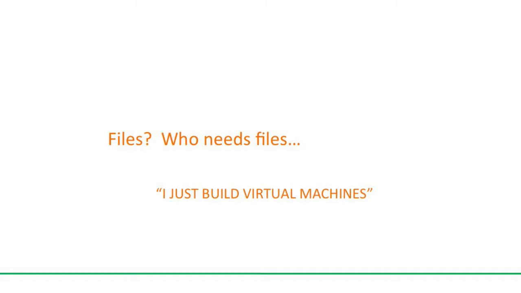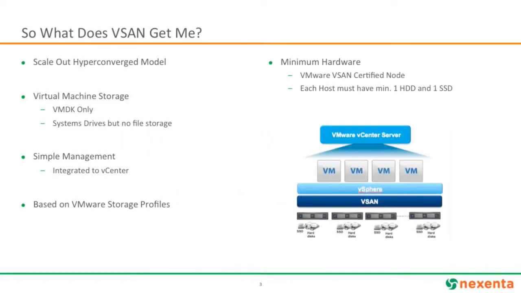So before I dig into how that can be solved, we're going to dig a little bit into what I actually get with VSAN. With VSAN, I definitely get that scale-out hyper-converged model, where it doesn't matter which system I've got, I can build that out. There are some minimum requirements. It's got to be a VSAN certified node, or it's got to be on the VSAN HCL. There are a couple different ways you can build it out, but each host has a couple of things on it. It has to have at least one HDD and one SSD for it to be able to work.